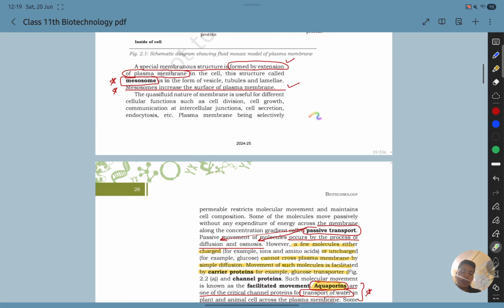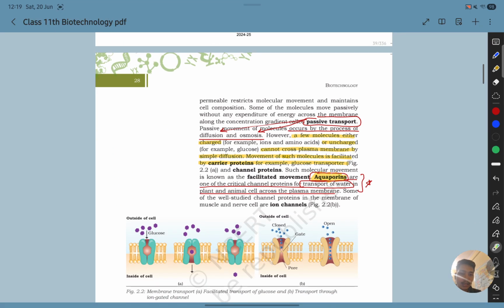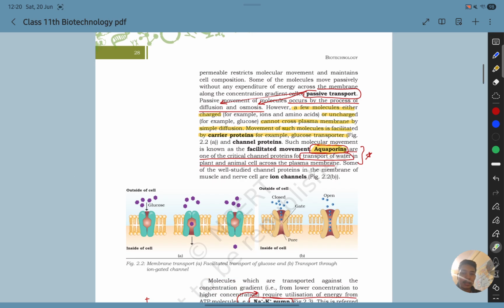Now, we all know that it is semi-permeable in nature. That means it is used for transportation. There are two types of transportation here: active transportation and passive transportation. Passive transportation occurs by two processes, diffusion and osmosis. We all know diffusion, and what is osmosis? Osmosis is with respect to concentration, and diffusion is the same through a permeable membrane.